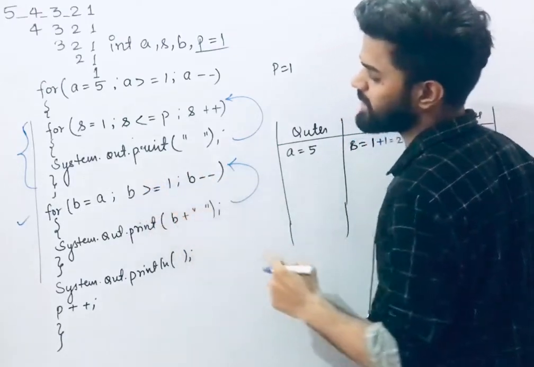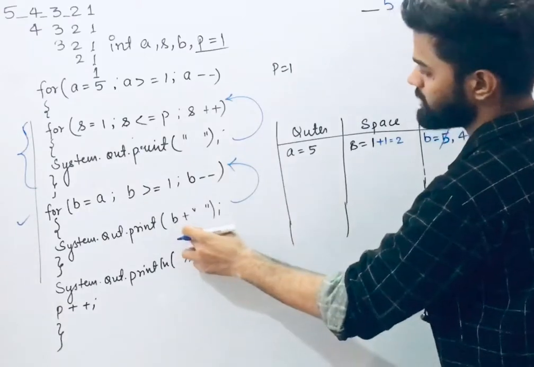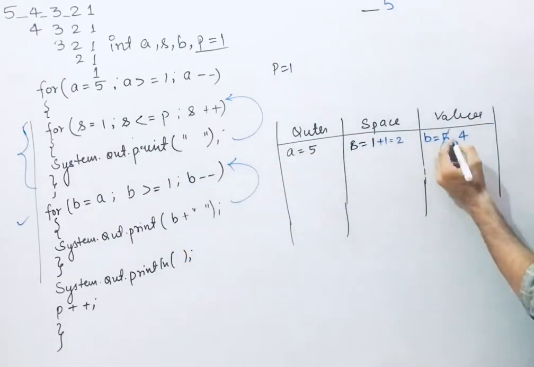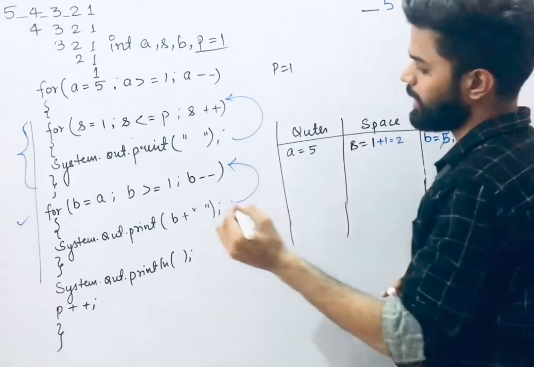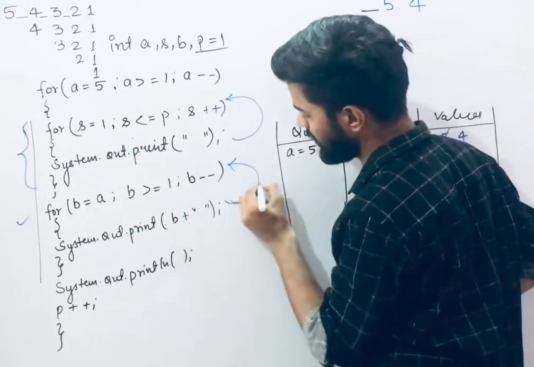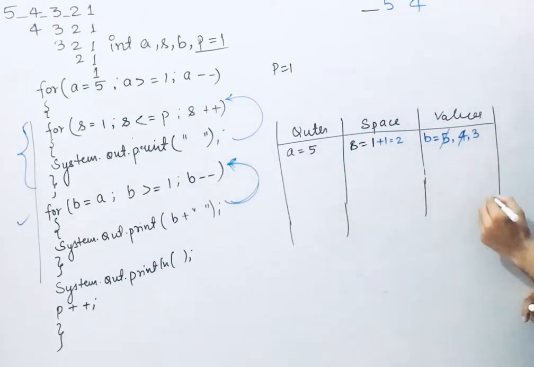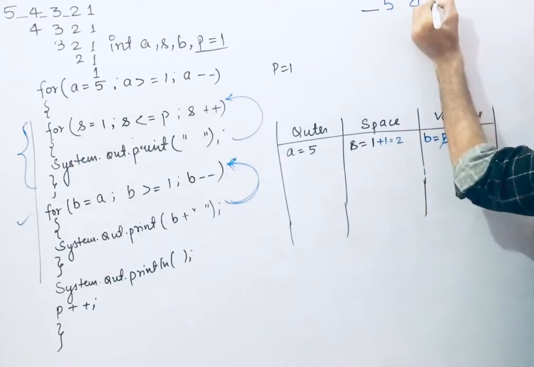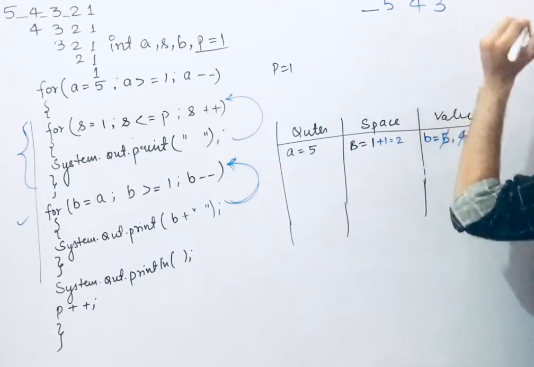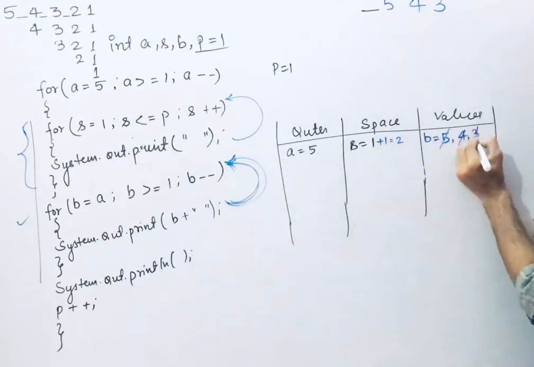Now 4 is greater than or equal to 1. Obviously the condition is true, so again it comes here and prints the value. What is the value of b? It is 4. Then it prints 4 here. Clear? And after printing the value, again it comes here to b minus minus. Now b changed into 3 and 4 is removed. Now 3 is greater than or equal to 1. The condition is true, so it comes here and prints 3. Again it comes here, and now the new value is 2.